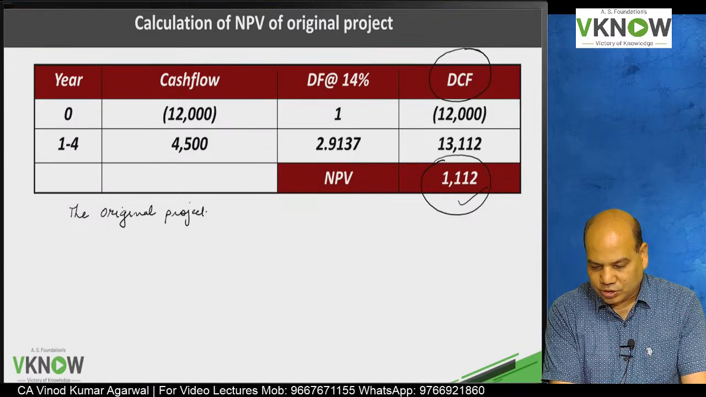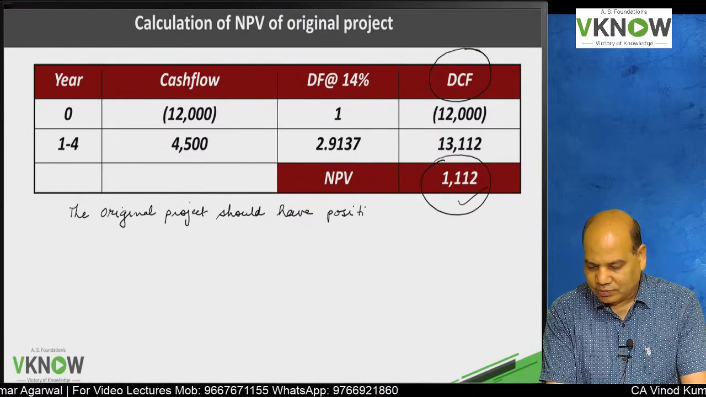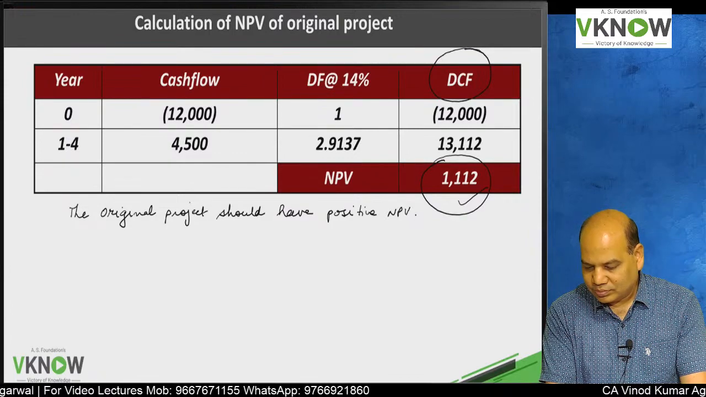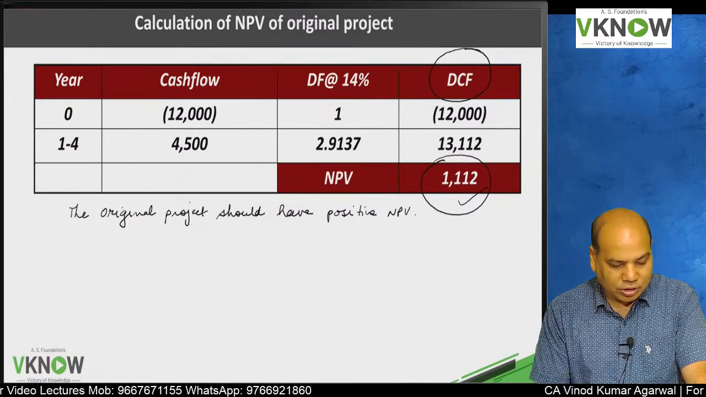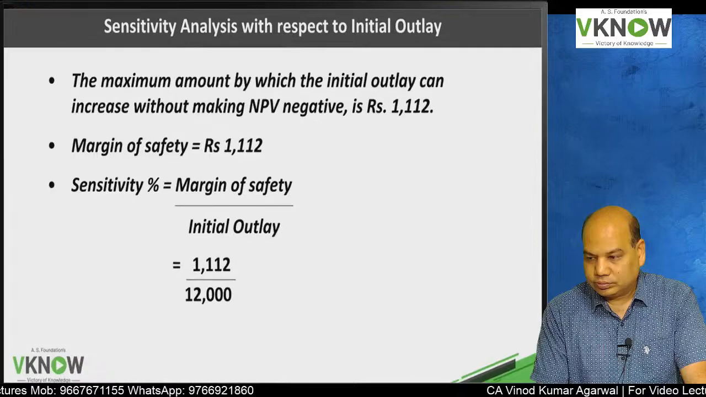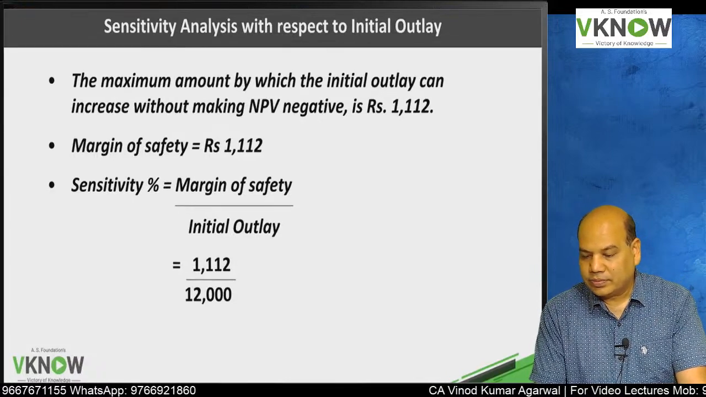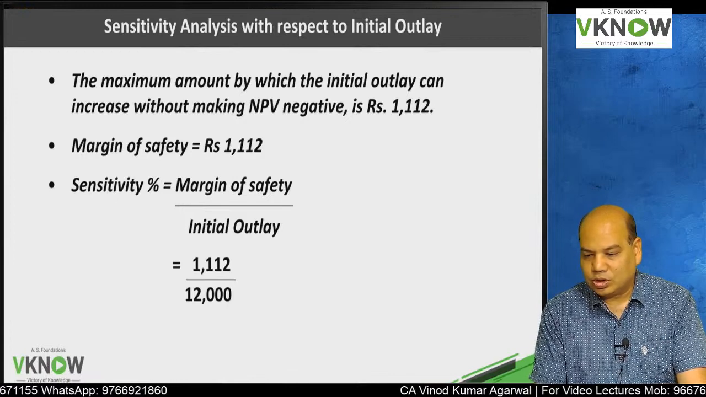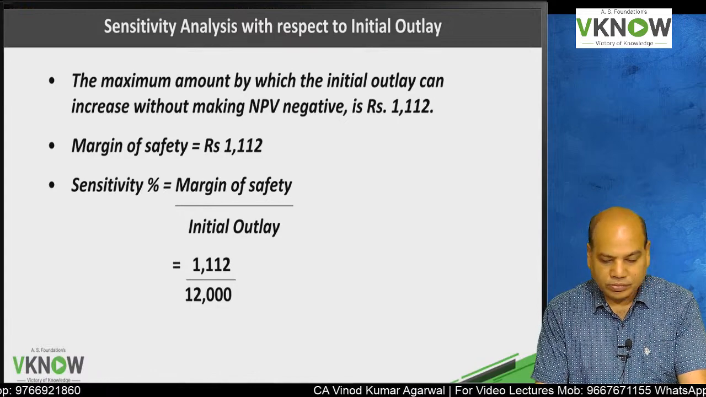The original project should have positive NPV, otherwise there is no point in applying sensitivity analysis. Now there are 4 variables, we are going to test one by one. First write down sensitivity analysis with respect to initial outlay.